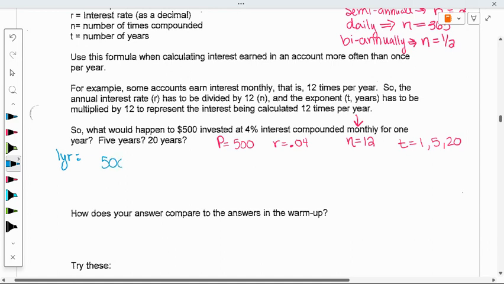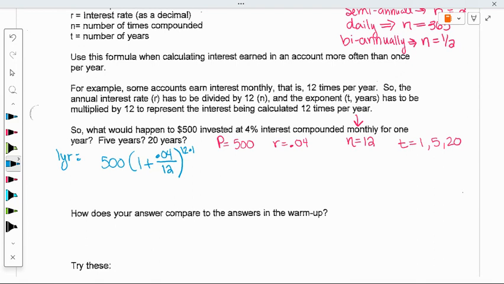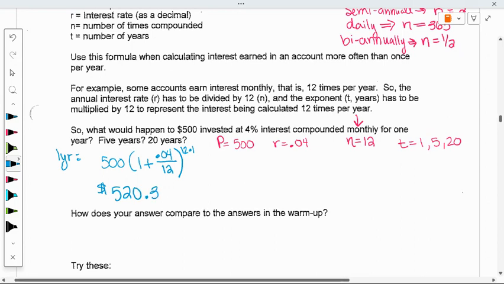So 500 times 1 plus my rate, 0.04, divided by N, the number of compounding periods, which is 12. Do you see that? To the power of N times T. Well, 12 times 1 is just 12, but I'm going to write it that way anyway. 12 times 1. So how much money is that 500 going to be after 1 year? 520. And what'd you get? Point what? 0.37. So you've made 37 cents more compounding it monthly than you did in the one above it.